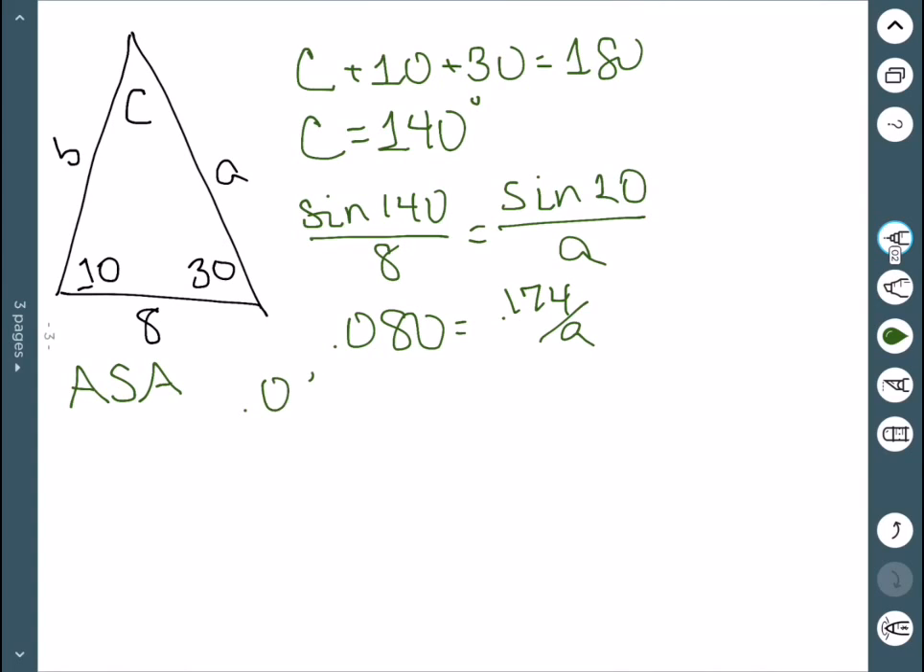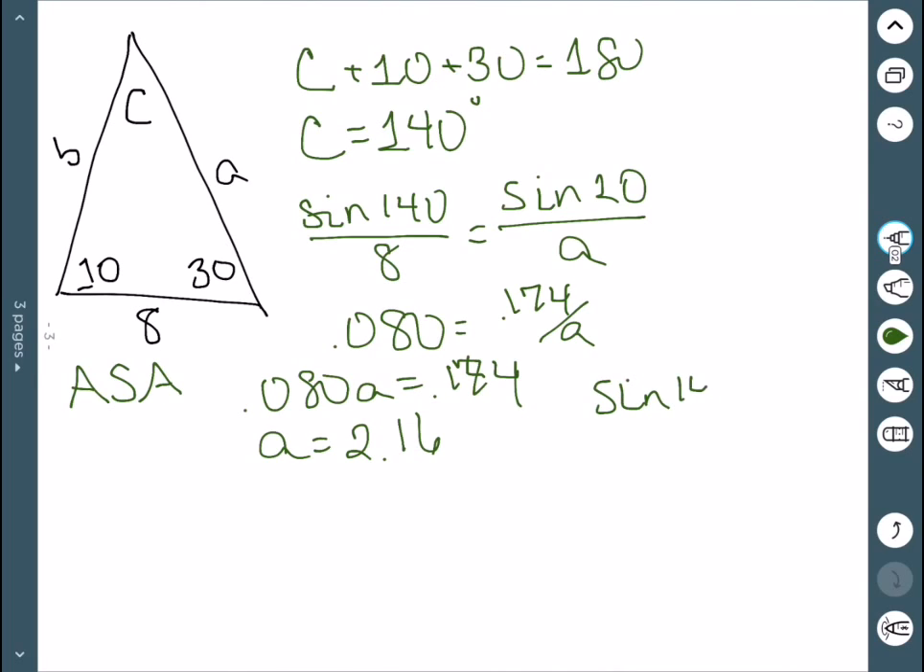We can then multiply both sides by A and divide. This gives us that A is approximately 2.16. Next, we need side B.